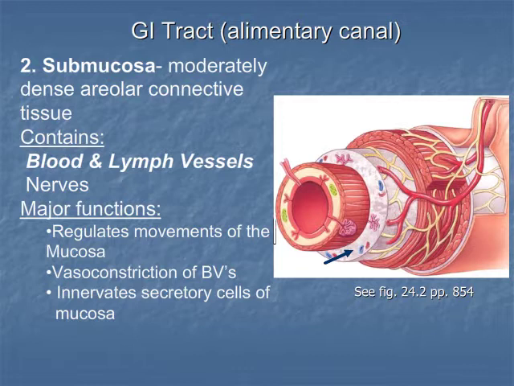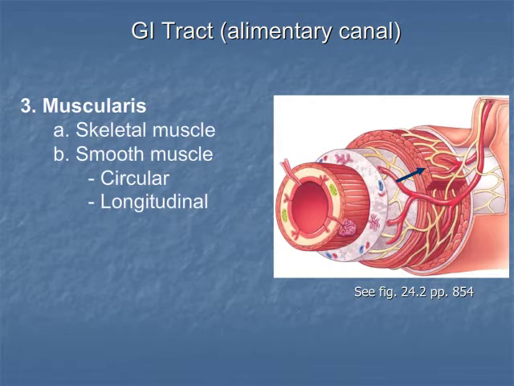And finally, the last function of the submucosa is to innervate various secretory cells within the mucosal layer. Remember, innervate is just a fancy word which means to supply nerve impulses to. And so the submucosal layer is basically in control of acid secretion and enzyme production, basically anything that is controlled by nervous impulses. Okay, the next layer outside the submucosal layer is the muscularis layer.